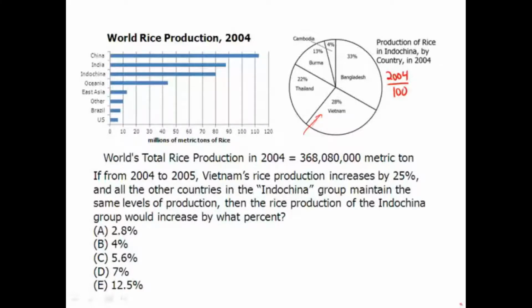Now Vietnam here, which is 28, is going to increase by 25%, or 1/4. What's 1/4 of 28? That's 7. So there's going to be an additional 7. Vietnam's share itself would be up to 35 at that point. That means that the whole circle would gain 7. So instead of being 100, it would be 107. Well, that's a 7% increase, and that is answer choice D.